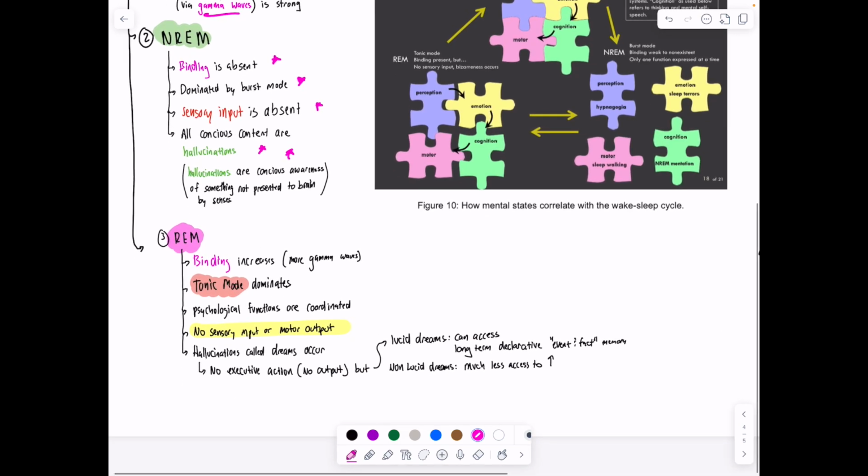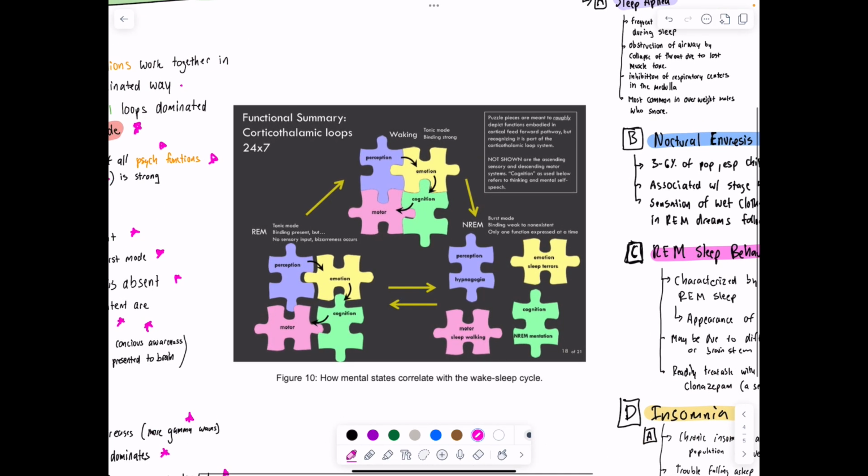And then finally, we have REM, where you do have binding coming back. So you have presence of more gamma waves in your EEGs. Tonic mode dominates in the thalamus. Psychological functions are coordinated, but you still have no sensory input and no motor output. Hallucinations called dreams occur, and you have no executive action, no output, but you can have lucid dreams, which means you have access to long-term declarative, fact or event-based memory, and you know that you're in a dream. And then you have non-lucid dreams where you don't have access to these declarative memories.